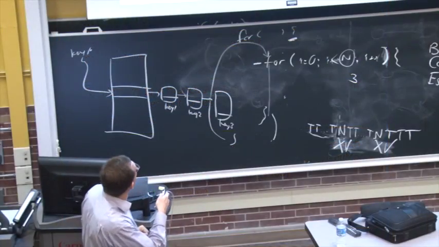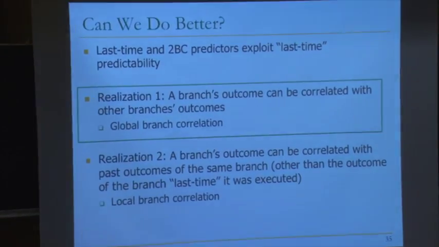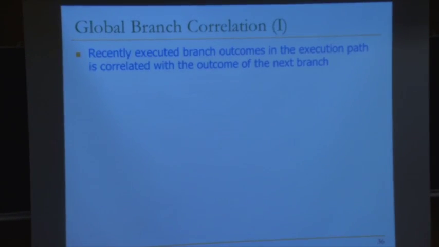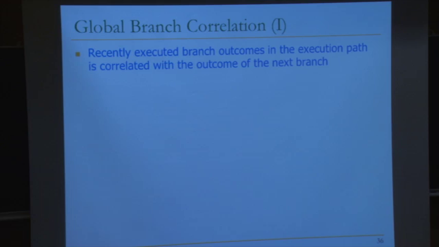Look at global branch correlation first. How do you use the fact that a branch's outcome can be correlated with other branches' outcomes? So why is that the case, basically? Well, recently executed branch outcomes in the execution path are actually correlated with the outcome of the next branch. And I'll give you some examples. You can imagine how these occur in real programs.